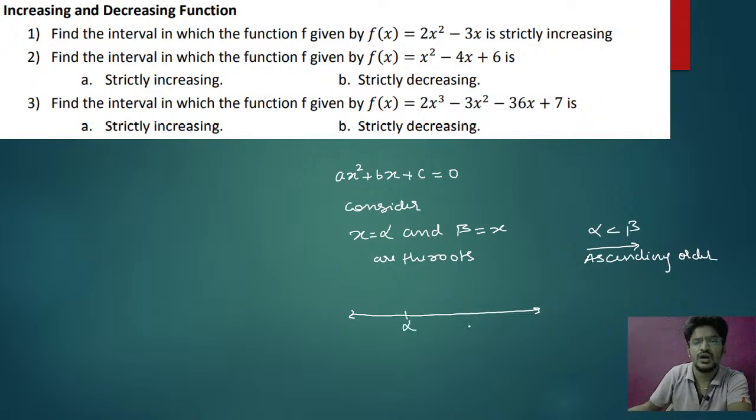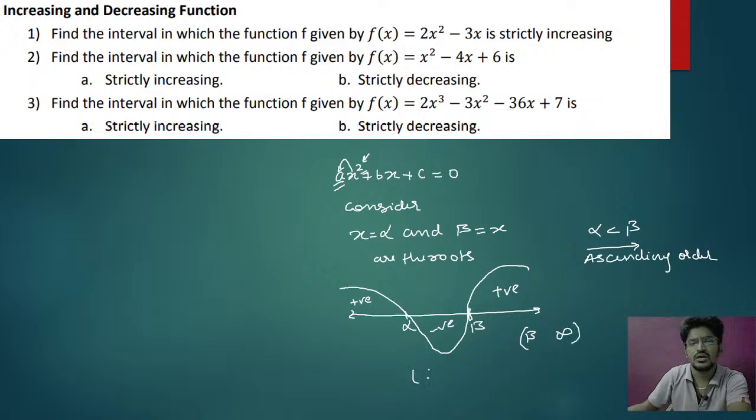So say here you got alpha, say here you got beta, and the highest power is 2. So that coefficient is a, which is positive. For that we have to start our curve on the positive side, go on the negative side, and again come on the positive side. So here it is positive, here it is negative, and here it is positive. So beta to infinity is one interval, alpha to beta is the second interval, and minus infinity to alpha is your third interval. This is called the wavy curve method, that you must know.